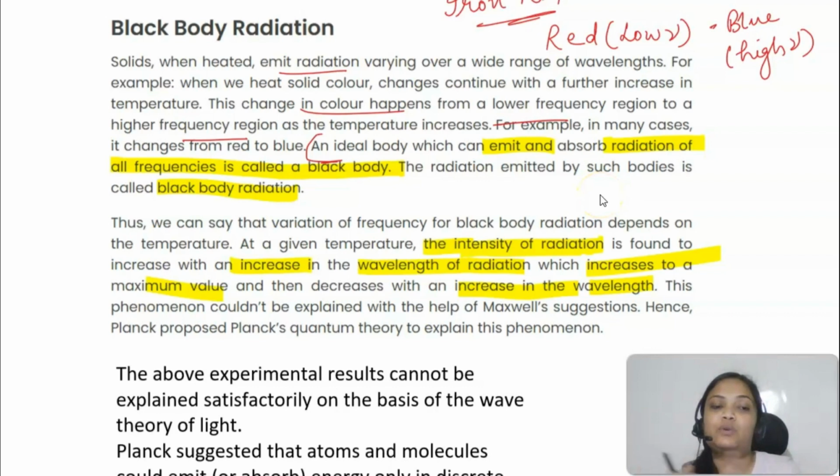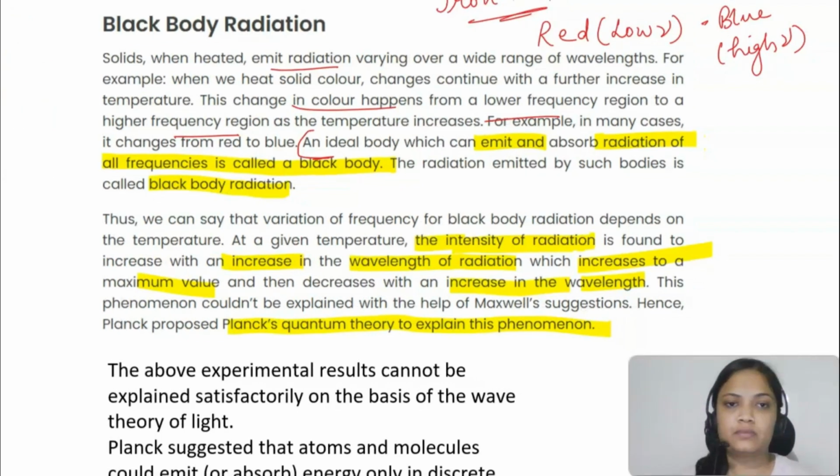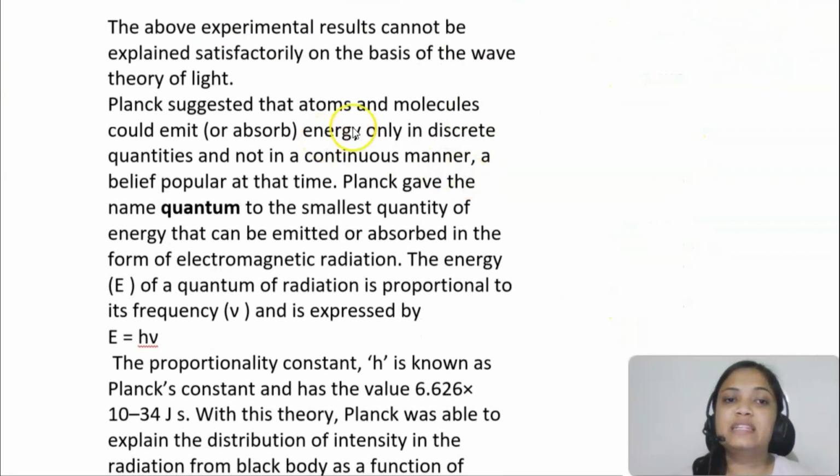So Planck, Max Planck was the scientist who proposed Planck's quantum theory to explain this phenomenon. Now what is this quantum? That's what we have to see. So students, Planck actually suggested that atoms and molecules could emit or absorb energy only in discrete quantities, not in a continuous manner.